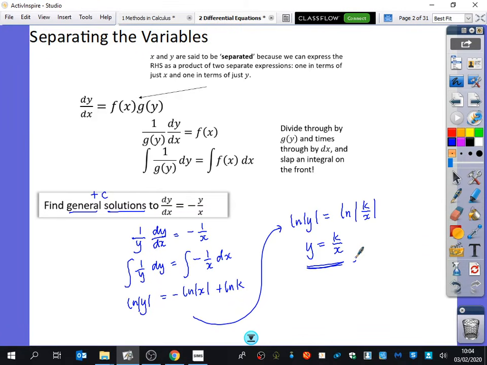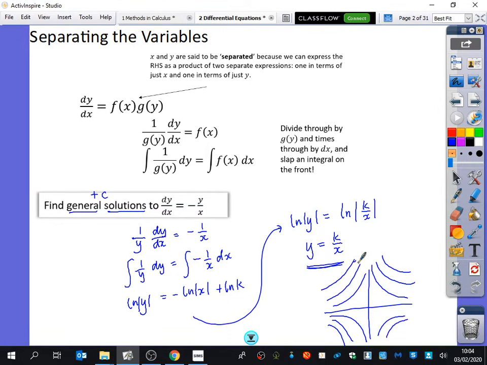Now, if we were going to think about what this looks like as a graph, it could be this, it could be this, terribly drawn here, but it's any of these kind of graphs that you've got. And if k were a negative number, then it could be this graph, this graph, this graph. So all of those solutions would satisfy this differential equation for a general solution.